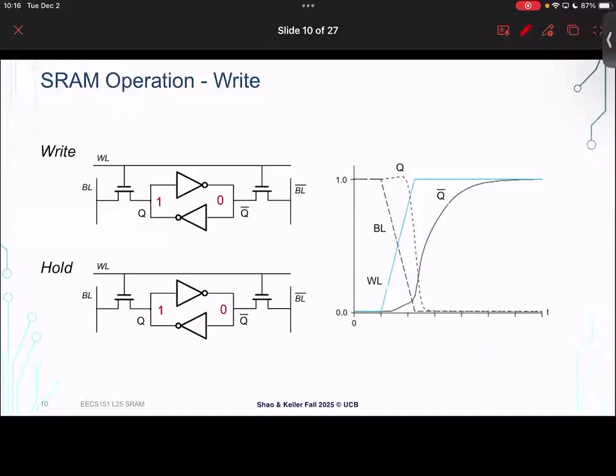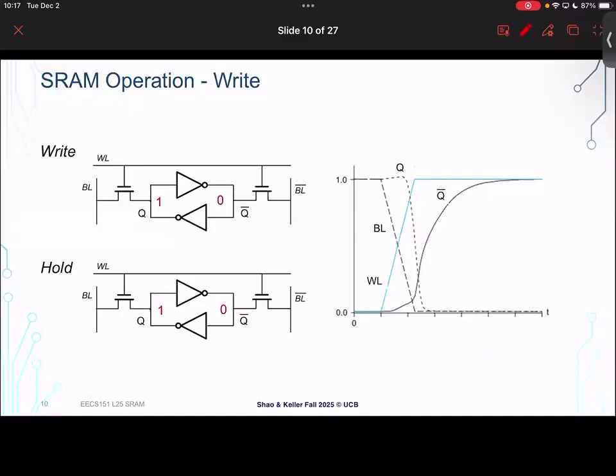So let's talk about the sequence to write a bit cell. You notice that this bit cell is storing a 1. By convention, we call the node on the left Q, which is the actual quote unquote value in the cell, although everything's differential, so it doesn't really matter. And then on the right is Q bar. So we're storing a 1, and we want to write a 0.